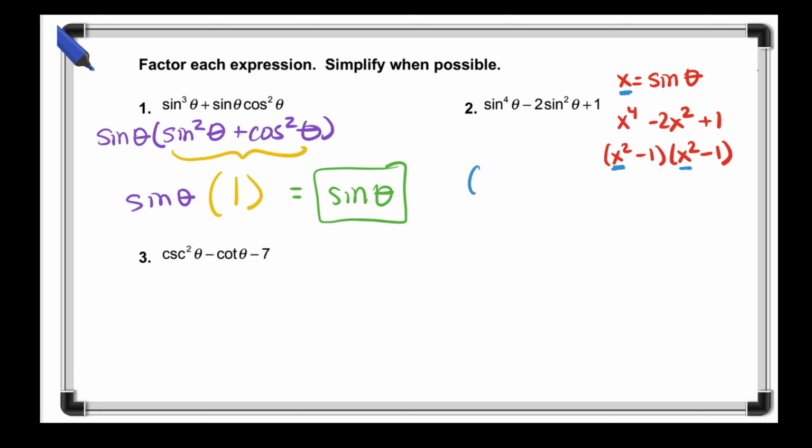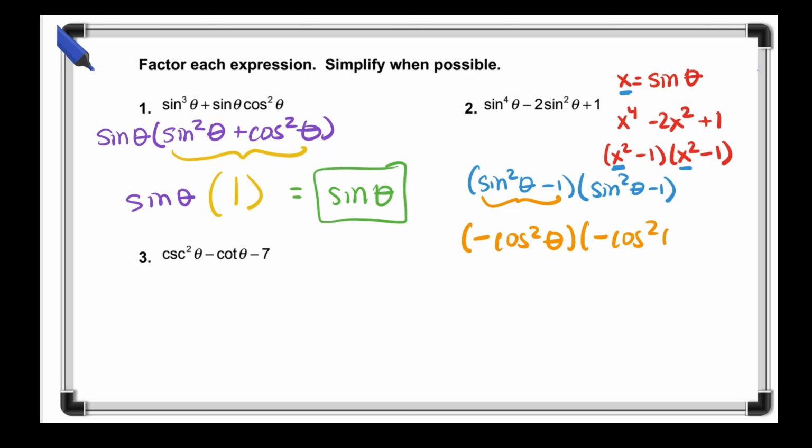So I can say, really, what I factored is, instead of x squared, I'm going to have sine squared of theta minus 1, and then again, sine squared of theta minus 1, okay? Well, from one of my identities, I know that sine squared of theta minus 1 is the same thing as negative cosine squared of theta. So I got negative cosine squared of theta. And if I wanted to go ahead and simplify that and multiply it, I would get cosine to the fourth of theta. And it would be positive because negative times negative gets me a positive.